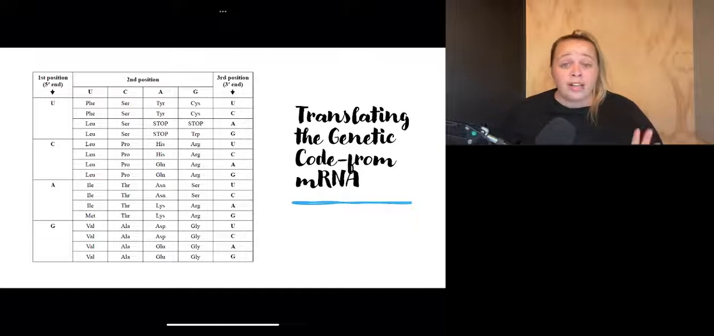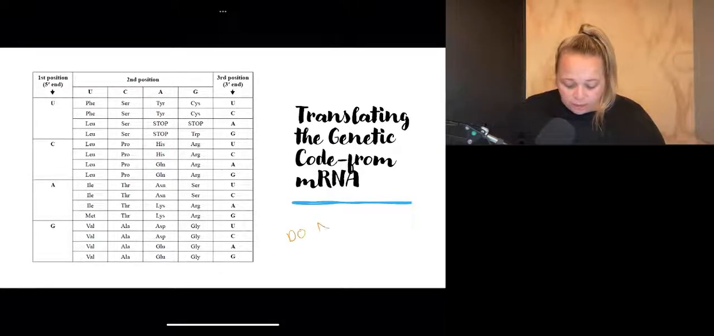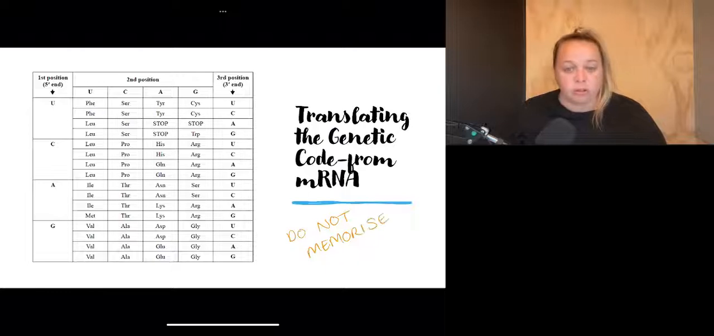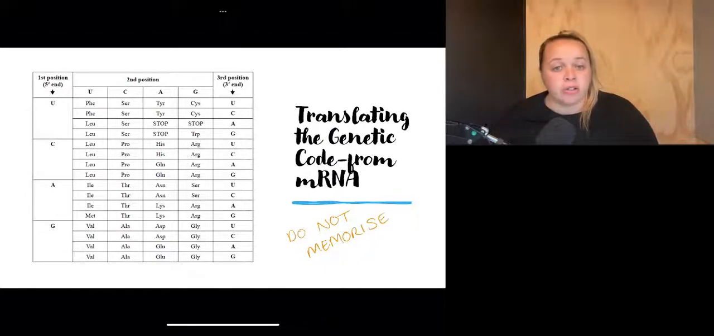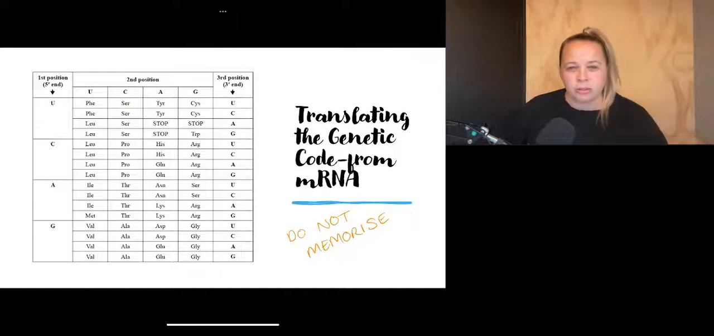You are always given this. You do not need to memorize the genetic code. If you have to answer a question that involves you translating the language of mRNA into the language of amino acids, then you will always be given the table. So please don't stress that you need to memorize the whole table. But what I am going to do is show you how to read it.